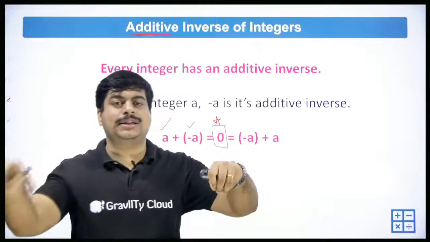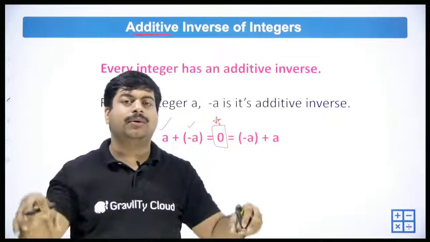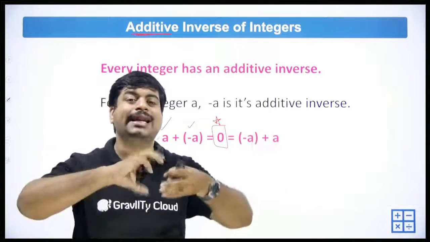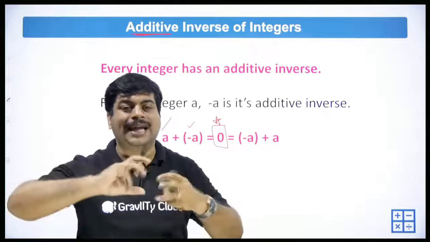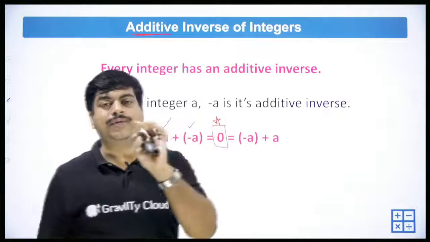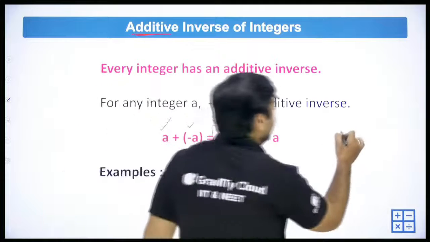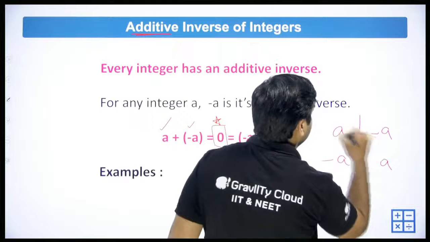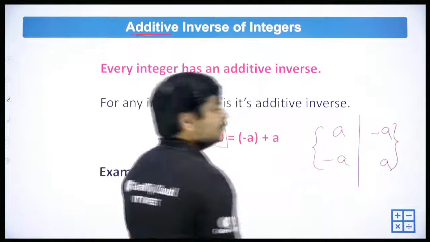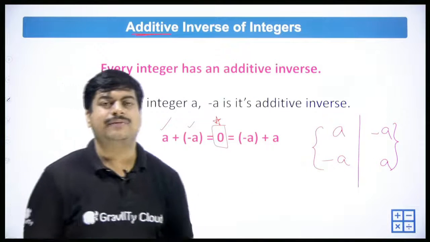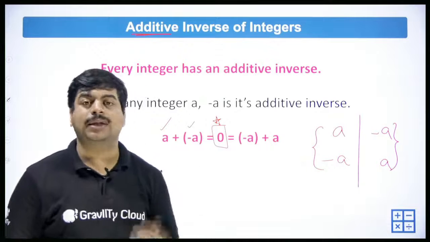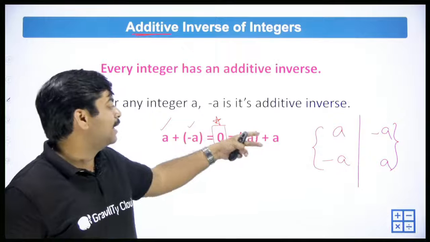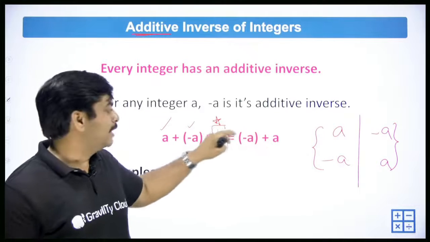2 minus 2 is 0. 10 minus 10 is 0. Minus 1 lakh plus 1 lakh will give you 0. So that means the negative of the number is called additive inverse. For a number A, minus A is the additive inverse. Understand? If I have 10, minus 10, if I have 20, minus 20, if I have minus 1000, 1000. So these two will sum up to give you 0. A plus minus A will give you 0.